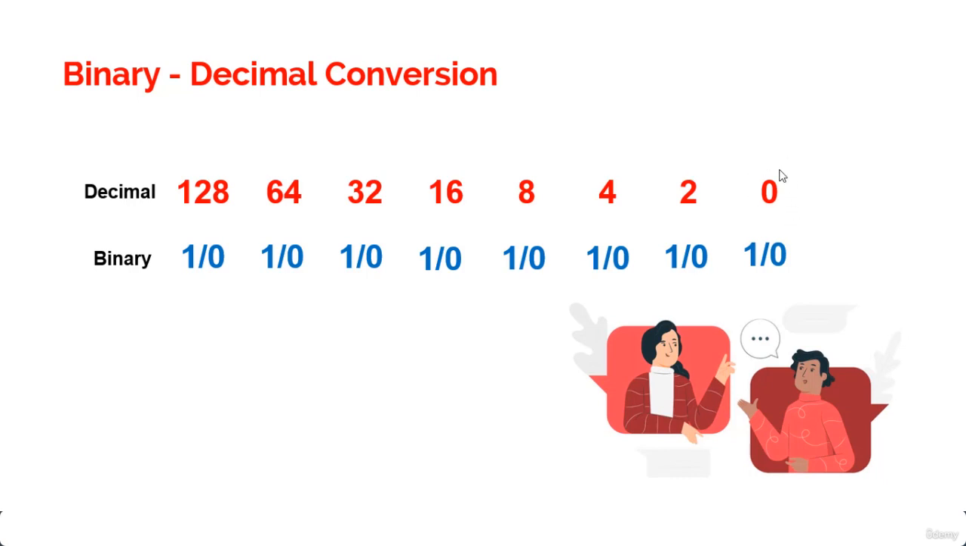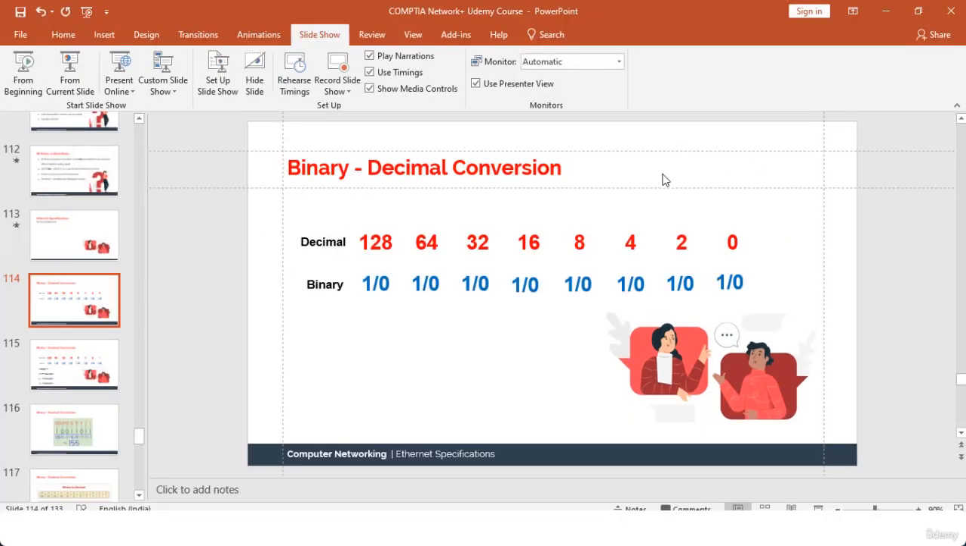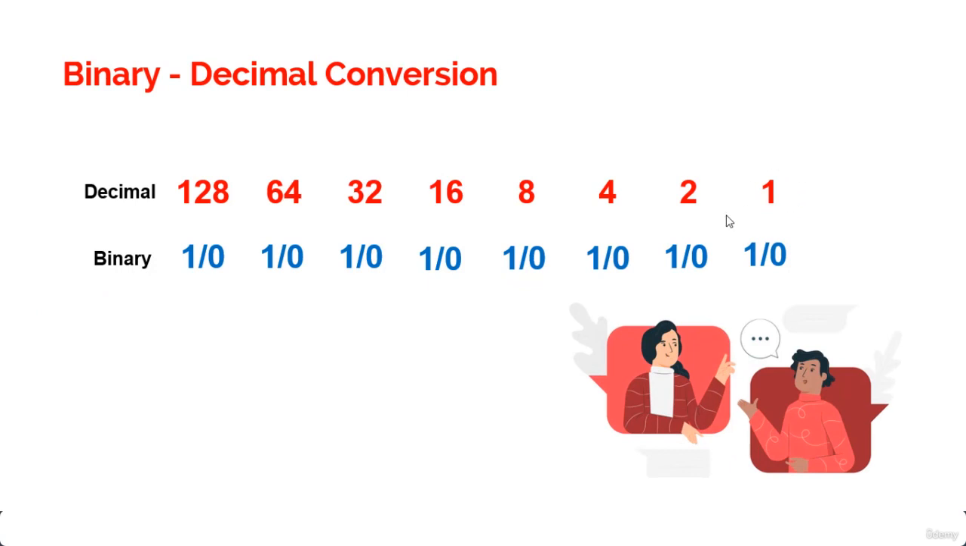Pardon me, this should be 1 here. It's not a 0. I'll just make that change right in front of you. This should be 1, and yeah, we are good to go. So this is 2 raised to 0, 2 raised to 1, 2 raised to 2, 2 raised to 3, 2 raised to 4, 2 raised to 5, 2 raised to 6 and 2 raised to 7. And these are the binary digits, that is, each can be either 1 or 0.